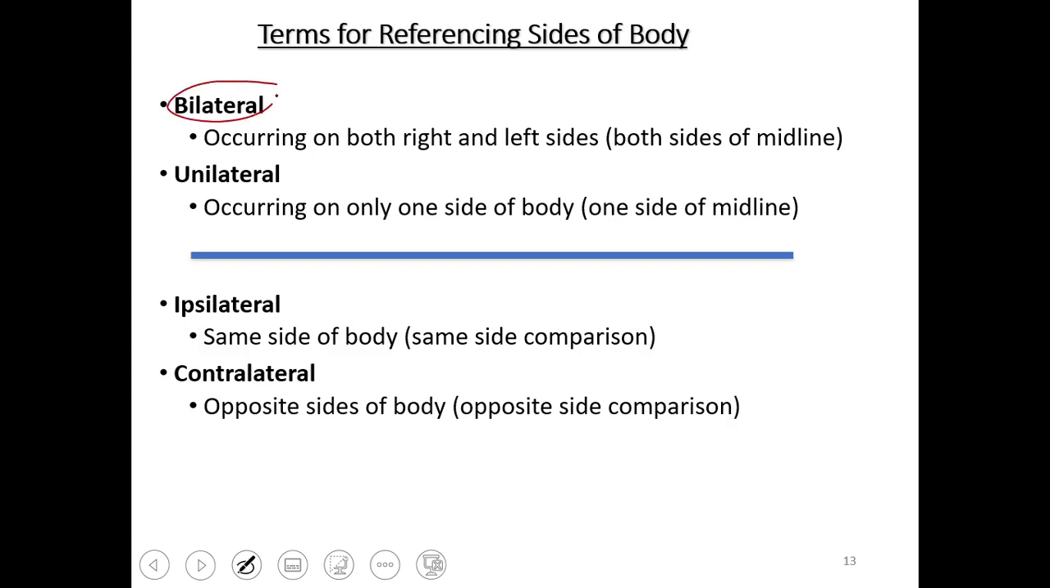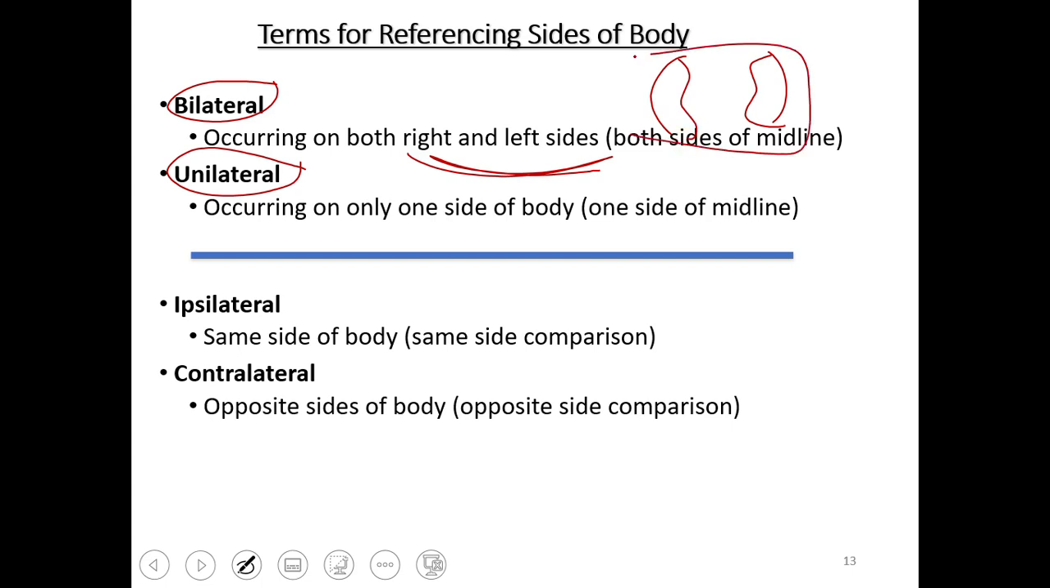Bilateral and unilateral. Bilateral is something on both right and left sides in the body at the same level. Like your eyes are bilateral. They are right and left at the same level. Your kidneys are bilateral because we have right and left kidneys, and they are at the same level of the body.